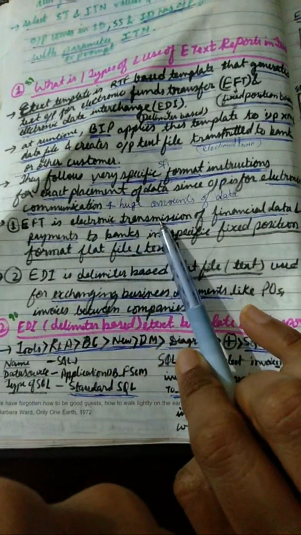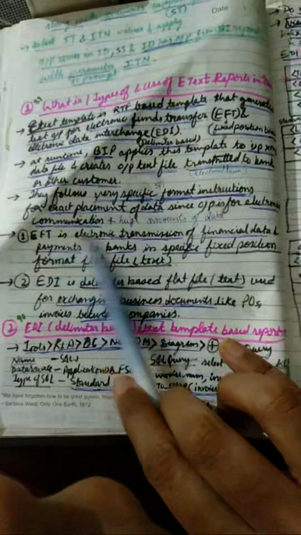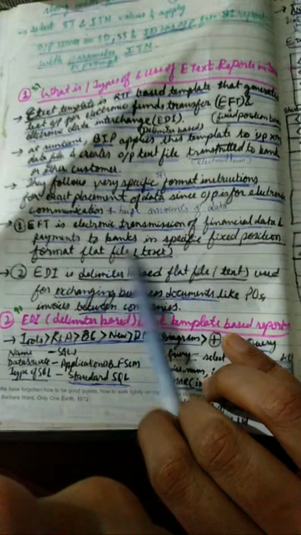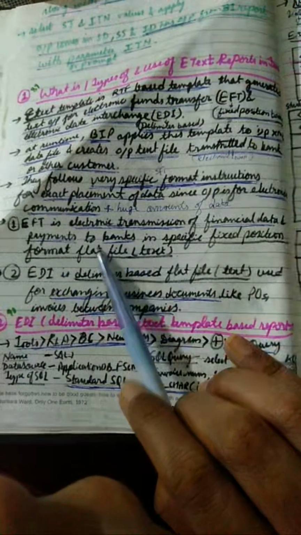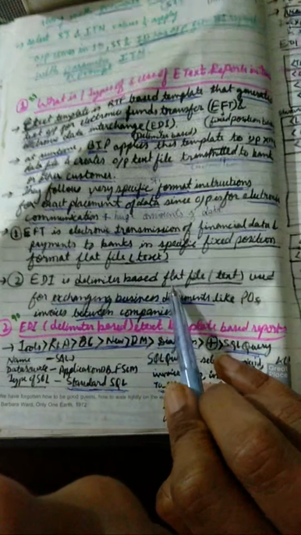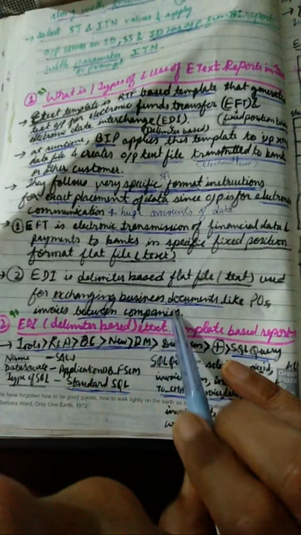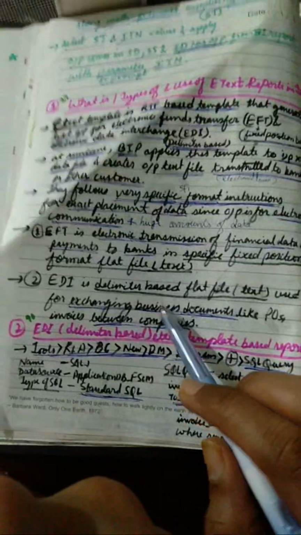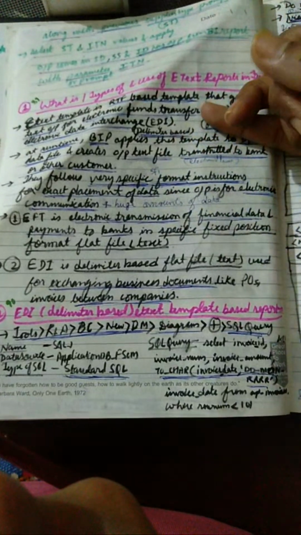EFT is electronic transmission of financial data and payments to the bank in a specific fixed position format, flat file. A flat file is nothing but the text file we generate as an output. Then EDI is a delimiter based flat file or text output, used for exchanging business documents like POs and invoices between companies. I hope it's clear why we use EFT and EDI.